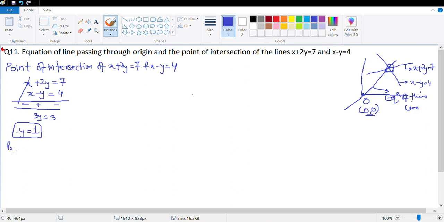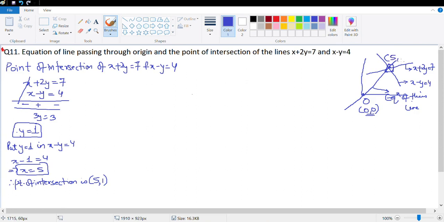So put y is equal to 1 in x minus y is equal to 4. It gives me x minus 1 is equal to 4, which means x is equal to 5. So therefore, point of intersection is (5, 1). So now I know the coordinates of the point of intersection, and this is (5, 1).